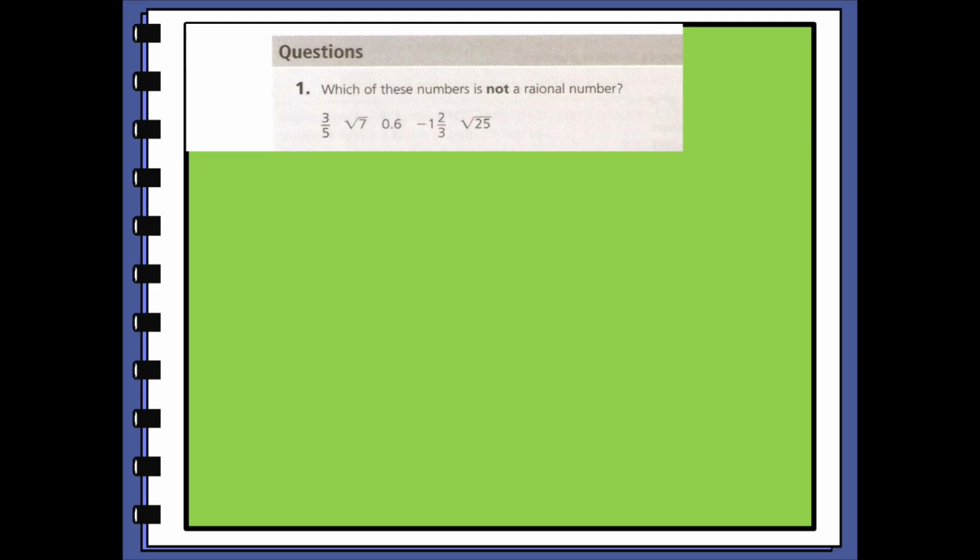Okay, so if we look at the options given, we can see that 3 over 5 is a rational number because it can be divided. You can get 0.6. So this is called a terminating decimal because it has ended. So any number which terminates is a rational number.